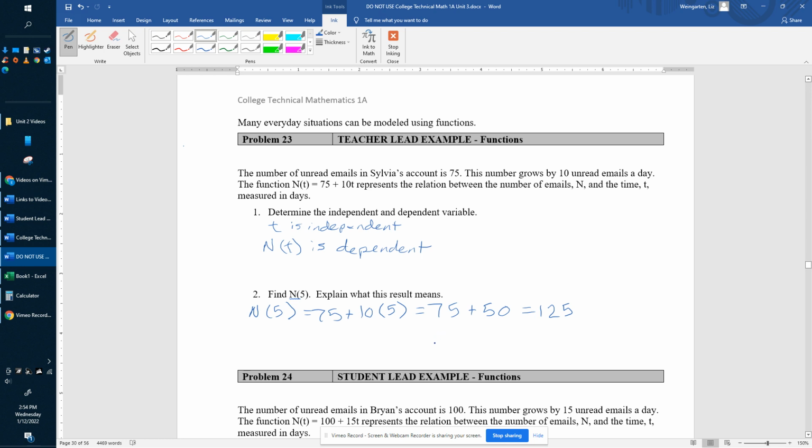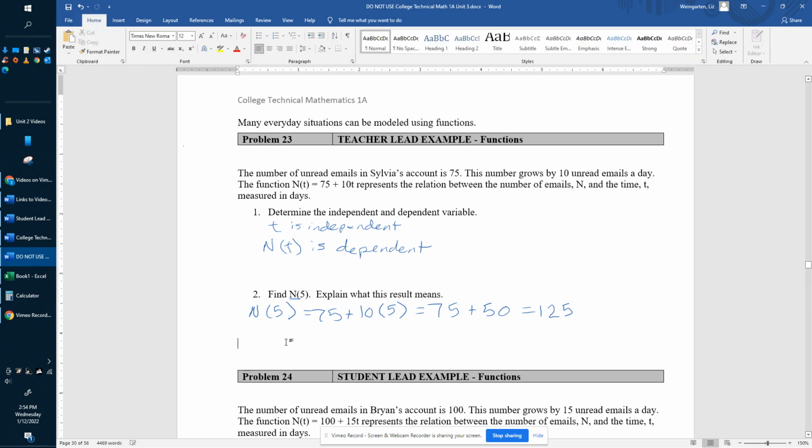If she waits, I'm going to type this because my handwriting is horrendous. If Sylvia waits 5 days without reading emails, she will have 125 unread emails in her mailbox.